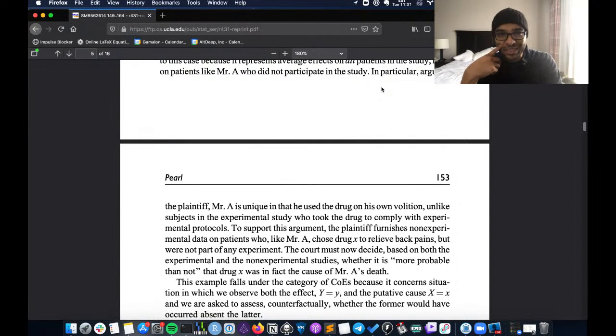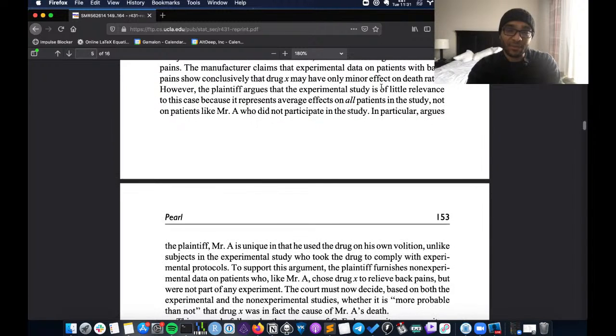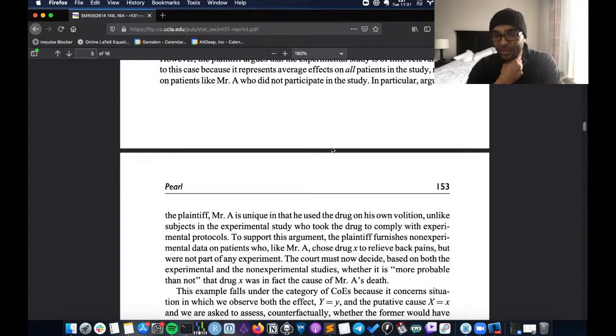In particular, argues the plaintiff, Mr. A is unique in that he used the drug on his own volition, unlike subjects in the experimental study who took the drug. Okay, so yeah, my example doesn't work because it's not an experiment. So it'd be more like an A/B test. You run an A/B test and you say, well, according to the A/B test, feature A doesn't seem to have a big effect on engagement. But the other person says, well, I think A made this person engage more. I said, well, that's not what the test says. Yeah, but in your test, you were randomly assigning people to group A or B, but our user used feature A of their own volition.